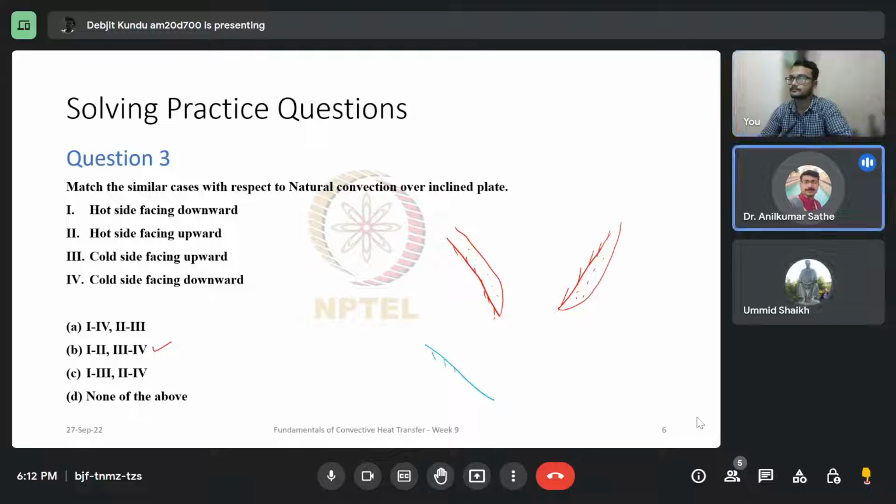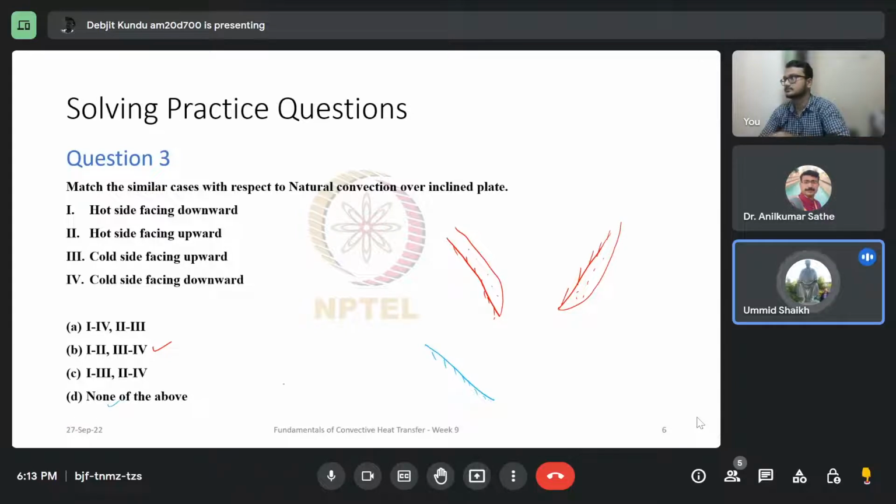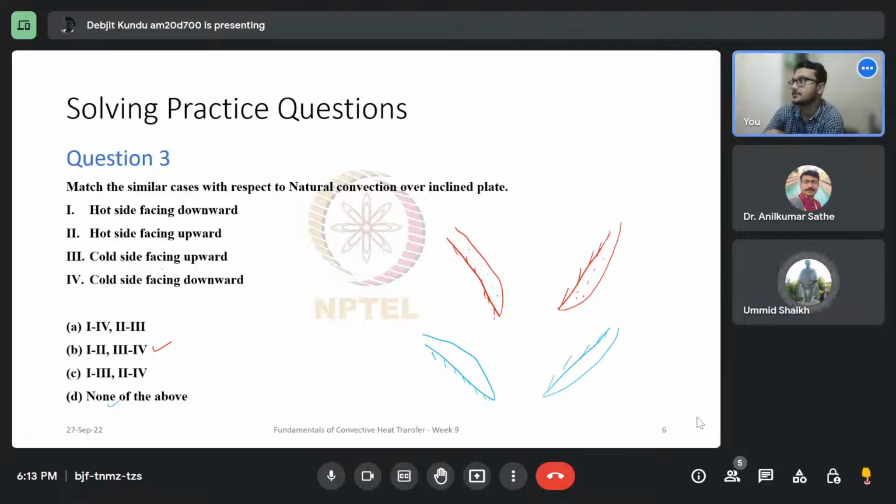None of the above is the answer, probably. I think nothing is matching. I think the hot wall facing downward and the cold wall facing upward should be similar. So my first consideration was wrong. Okay, you can change your answer. What do you think now? Option 1 and 3, and 2 and 4. C, so option C. Okay.